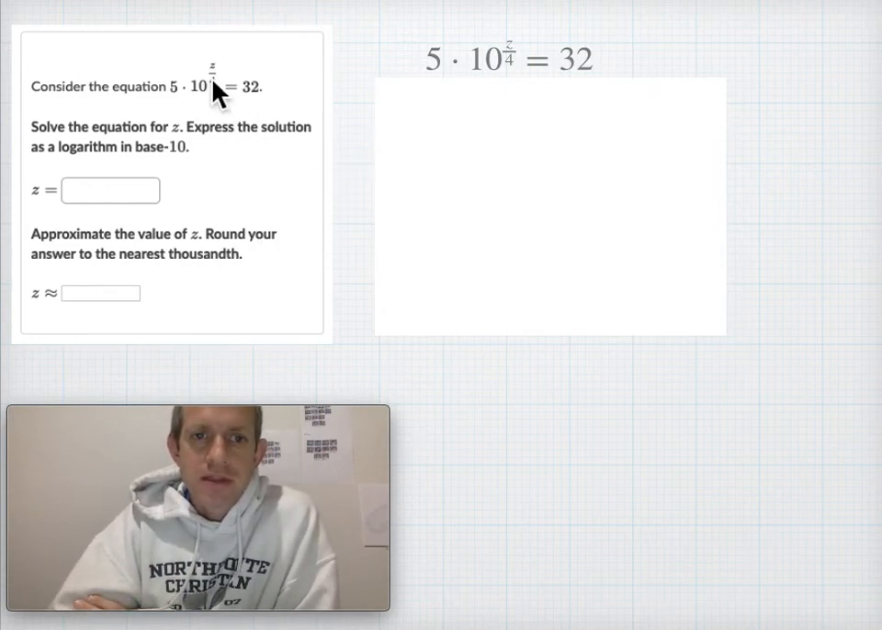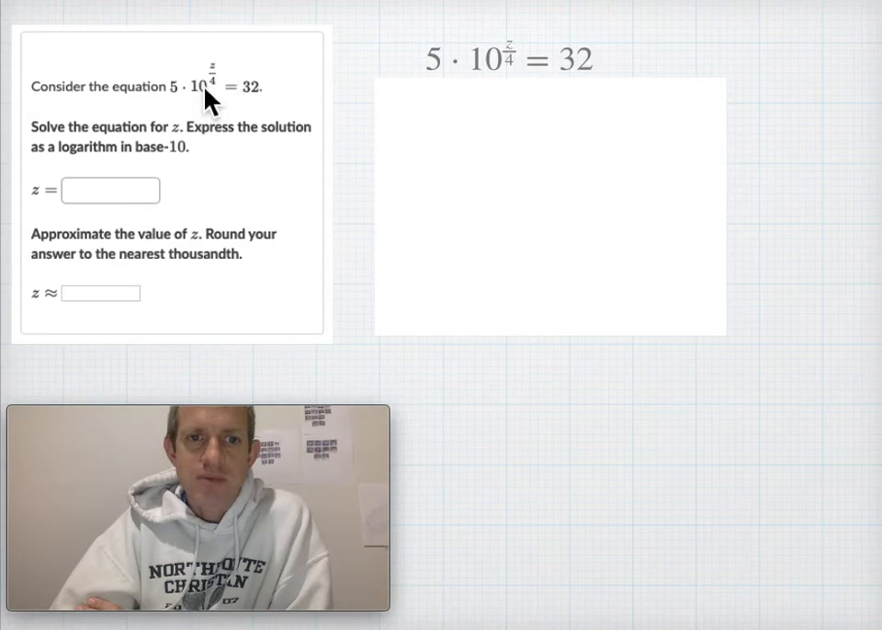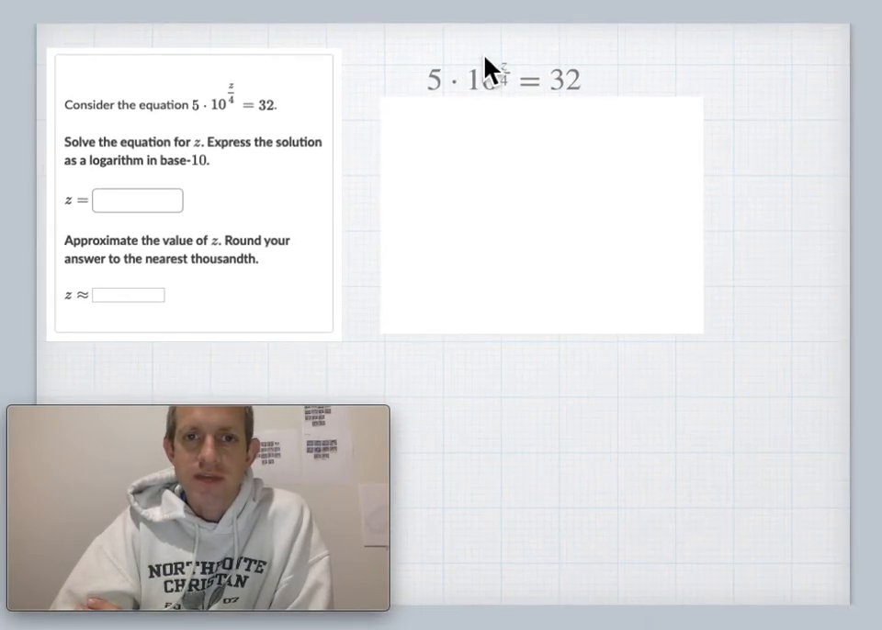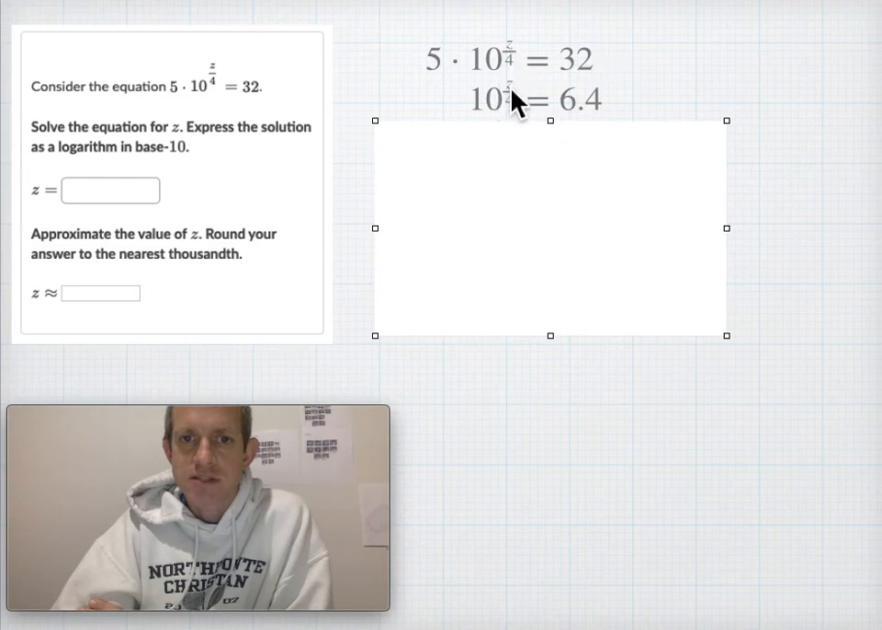So the process to solve something like this is, notice how the variable is in an exponent on top of base 10. So my first goal is going to be to try to get this 10 chunk alone. And if I can do that, then what I'll do is take the logarithm of both sides. So first thing, that 5, I don't like it there. I'm going to divide both sides by it. That gives me 10 to the something equals 6.4.